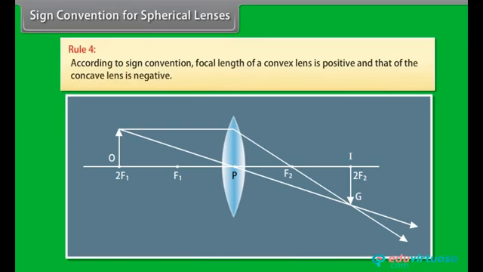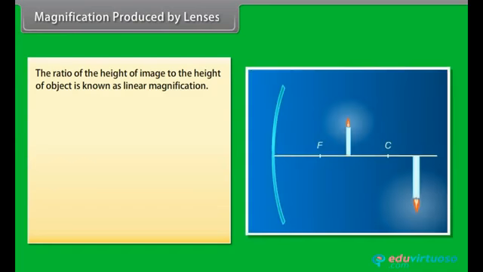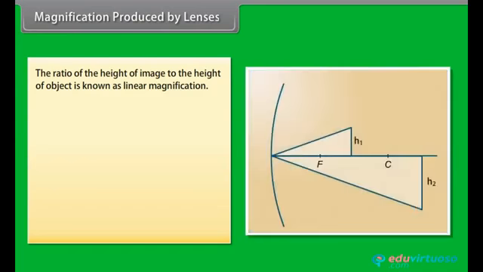Rule 4. According to sign convention, the focal length of a convex lens is positive and that of the concave lens is negative. Magnification produced by lenses. The ratio of the height of image to the height of object is known as linear magnification.